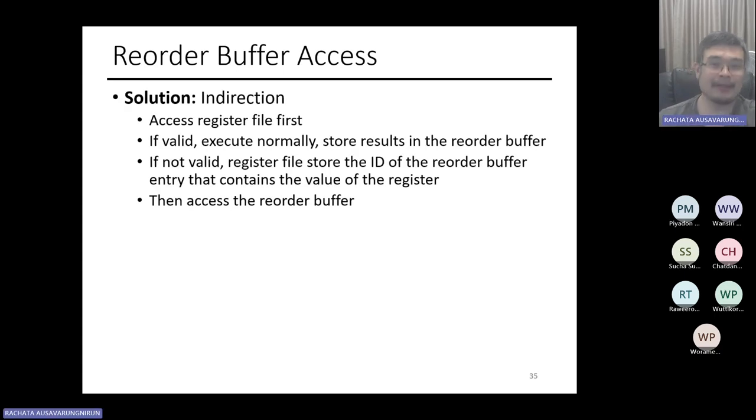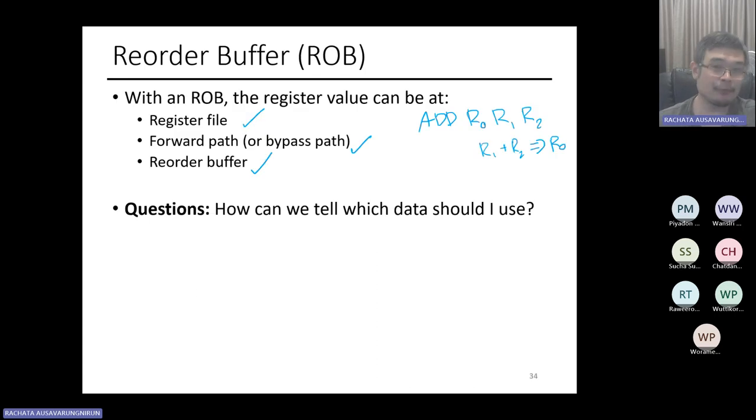The solution is through indirection. Because now, again, you have three options. I can get my data from the register file, I can get the data from the forward path, and I can get my data from the reorder buffer. And some of these might be old, some of these might be too new for you. Your instruction is instruction 10, the reorder buffer has instruction 9, but the forward path has instruction 12 in there. So you want the value from instruction 9, not 12, right?